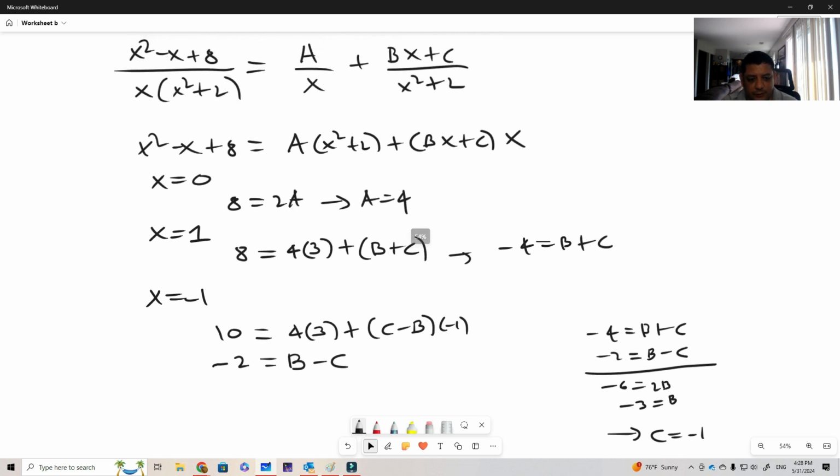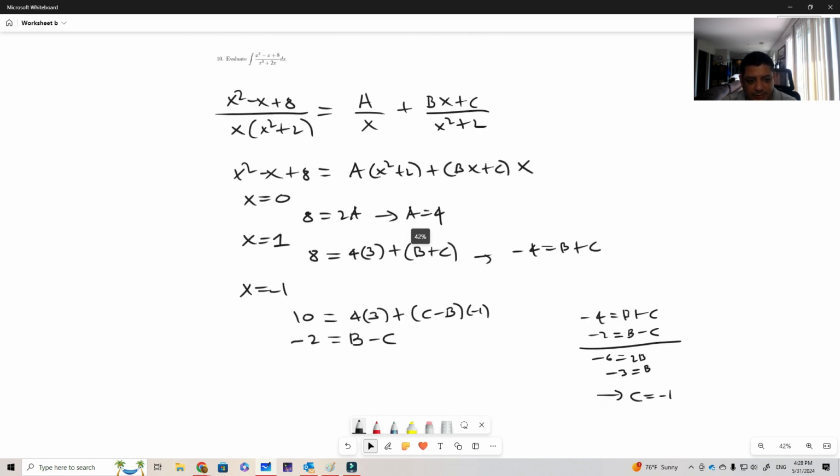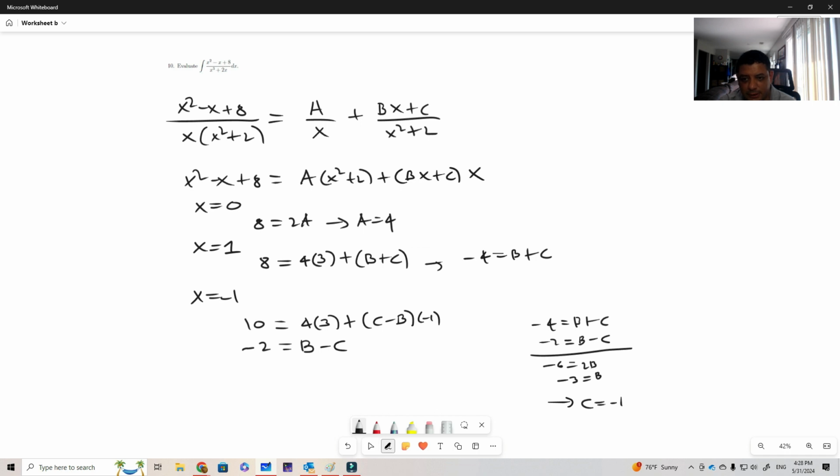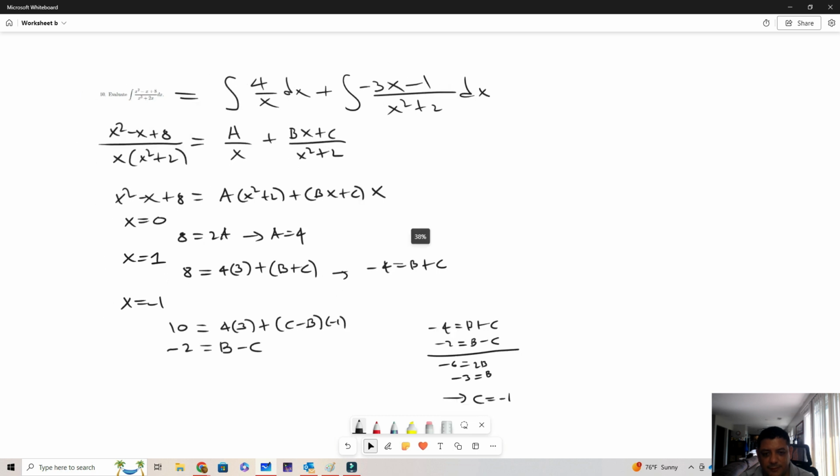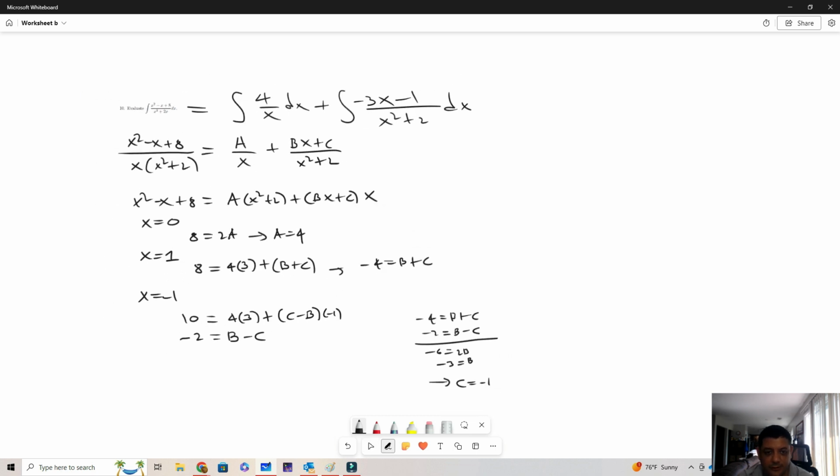Once we find all the coefficients, we can go back to the original integral here. And this will be the integral of 4 over x dx plus the integral of (-3x minus 1) over (x squared plus 2). And so at this point, of course, we get some pieces that are easy. The first integral is kind of easy. We can get 4 log of x.